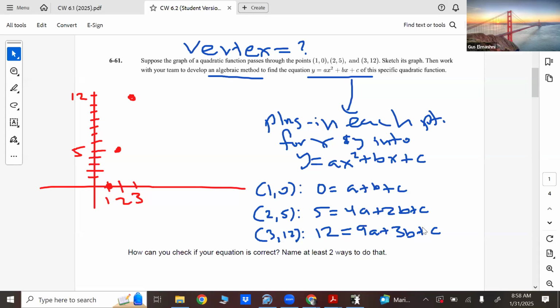I square 2. So what I'm doing is I'm plugging in for x. When x is 2, I have to do a times x squared, which is a times 4, b times x, which is 2b, and then of course c is c. And when I plug in 3, notice I do a times 3 squared, which is 9a, b times 3, which is 3b, and of course c is just c.